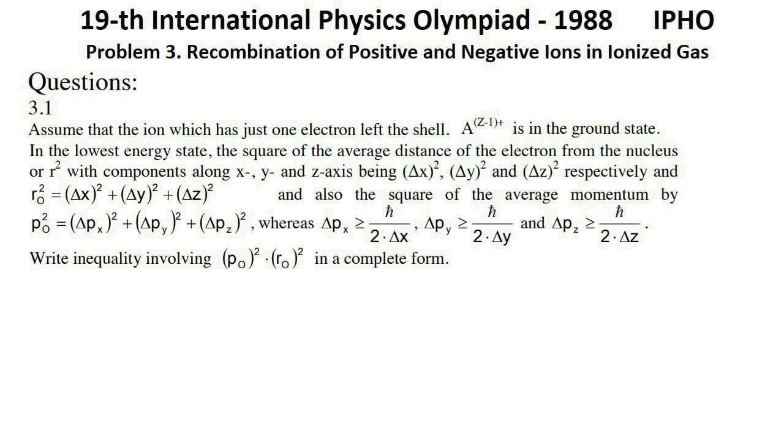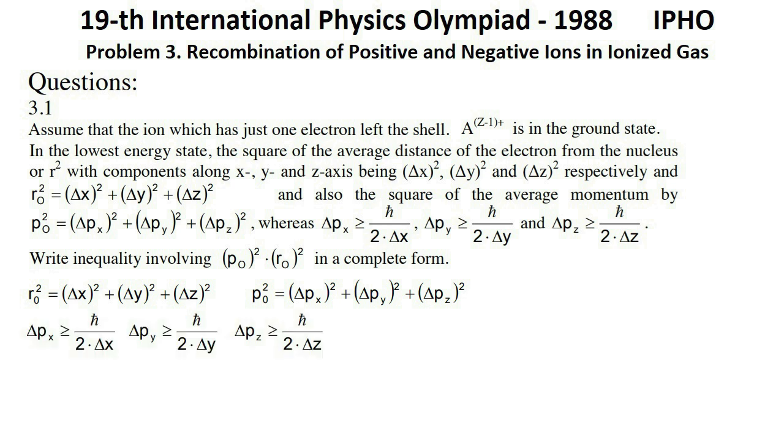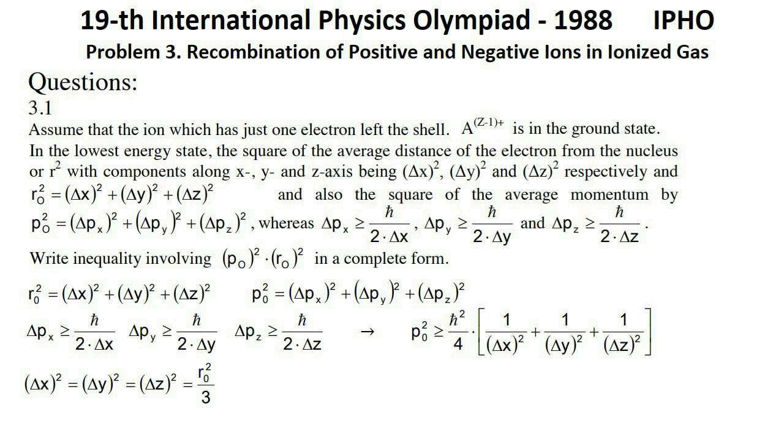Solution to question 1. According to the condition for coordinates R0 and momentum P0, we have the following relations. Since the uncertainty principle holds for momenta, we have the following inequality for expressing P0. Due to symmetry, the following relations hold for coordinates. Substituting them into the previous formula yields the following inequality. P0 squared R0 squared is greater than or equal to 9/4 of Planck's constant squared. This was the solution to question 1.